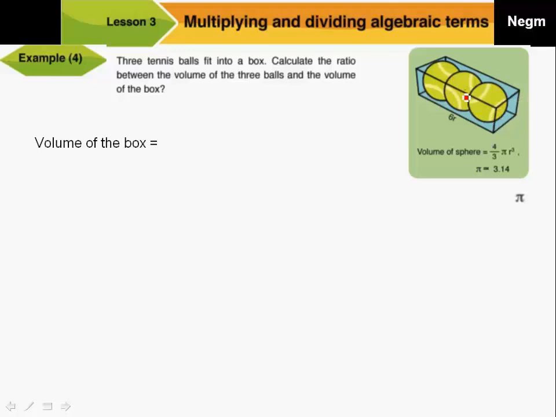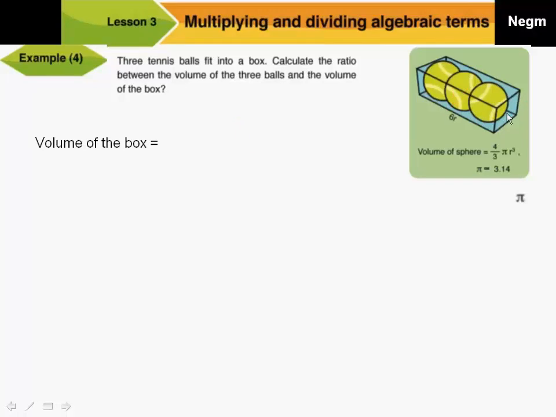It means if we assume the diameter of the tennis ball is 2r, so this will be r. And here the width of the box will be 2r. The length is 6r, which is 2r, the diameter of one ball, times the three balls, gives 6r. The height would be also 2r. This is the dimension of the box.